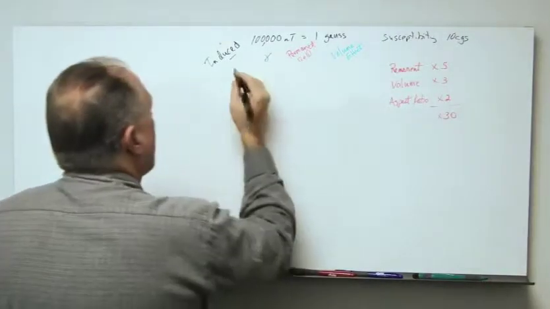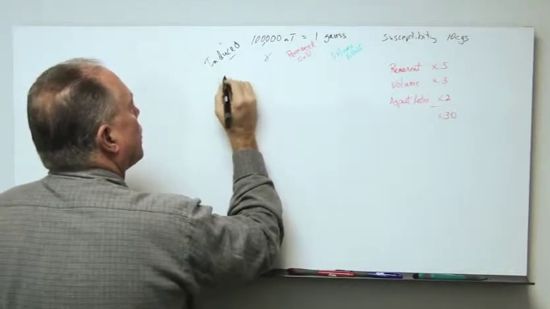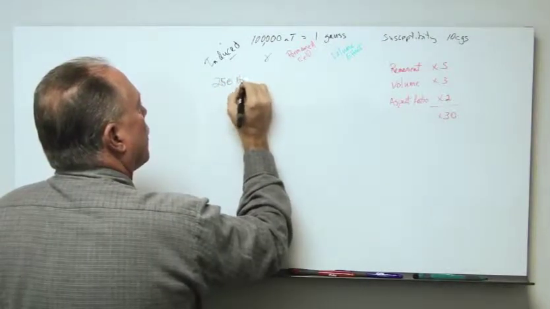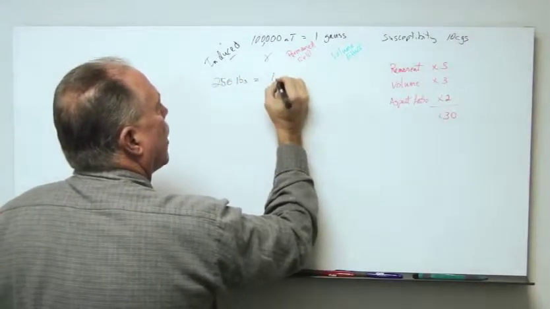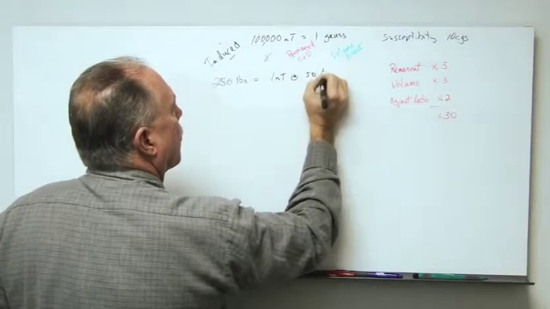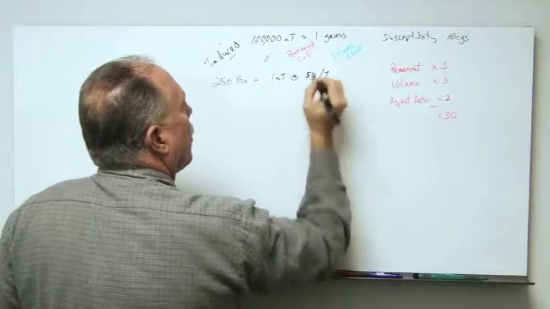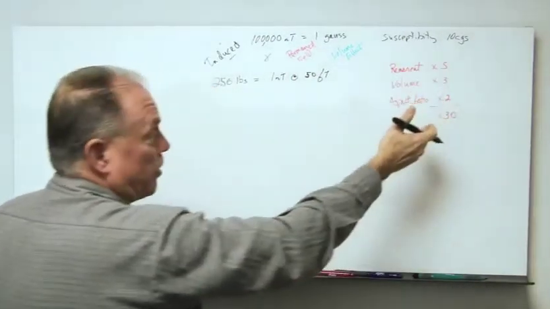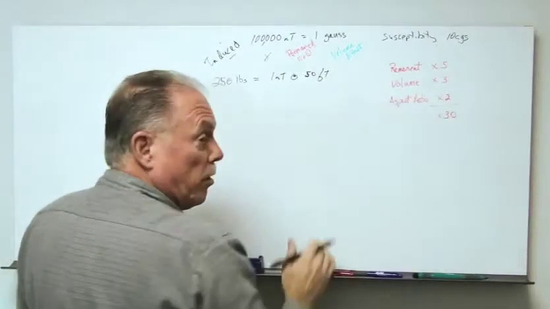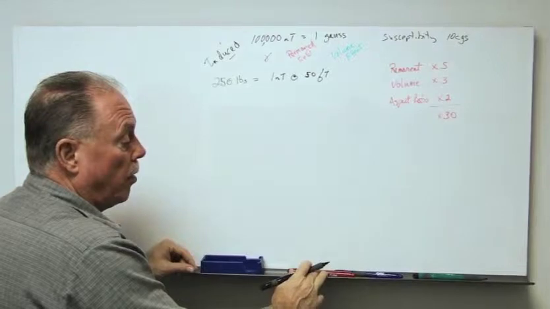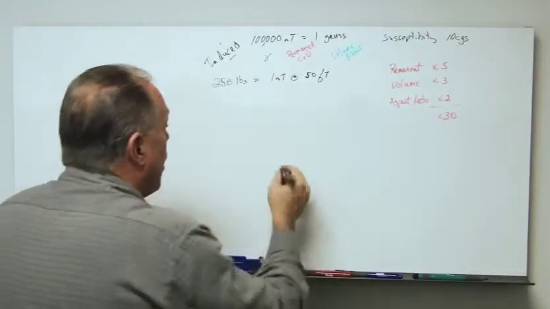So 250 pounds equals 1 nanotesla at 50 feet. Now, what we want to remember as we're doing this is that we might actually be able to see quite a bit larger signal from this anomaly that we're working with.